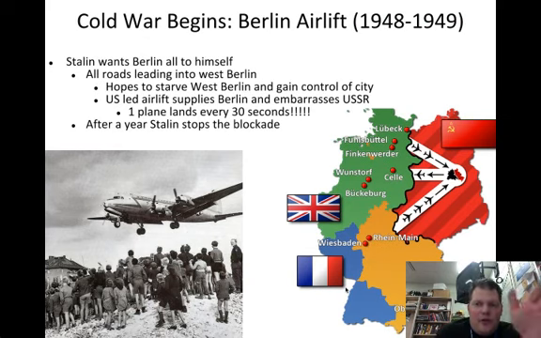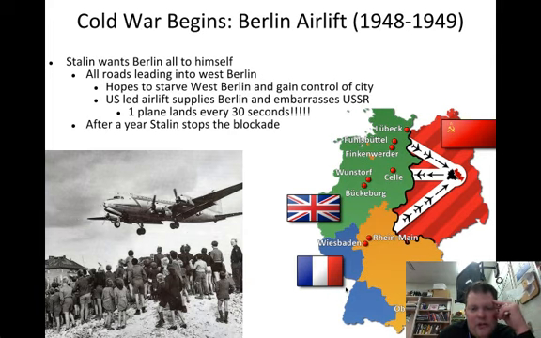Now let's fast forward a couple years. 1948, 1949. Stalin does not want Berlin to be split. He doesn't like this idea that there's a West Berlin. And so he wants to gain control of that city. And so what he basically tries to do is starve West Berlin. And so he blockades it. He cuts off any access to West Berlin.